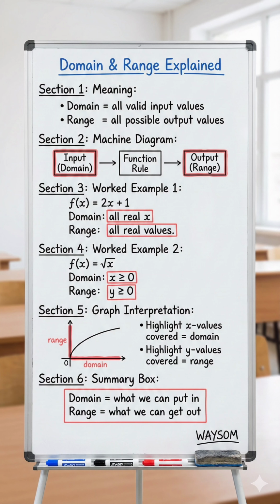Look at the top definition. The domain is the set of all allowed input values you can send into a function. The range is the set of all outputs you can receive after applying the function rule.